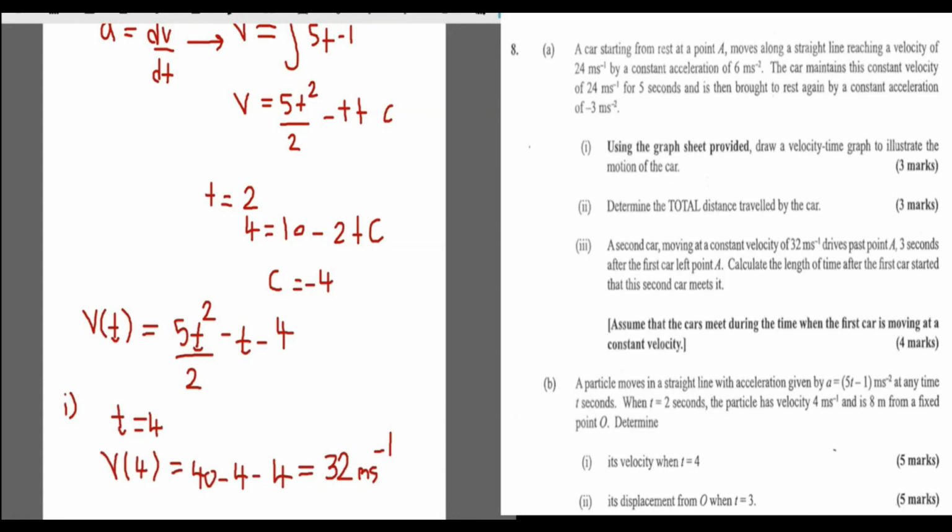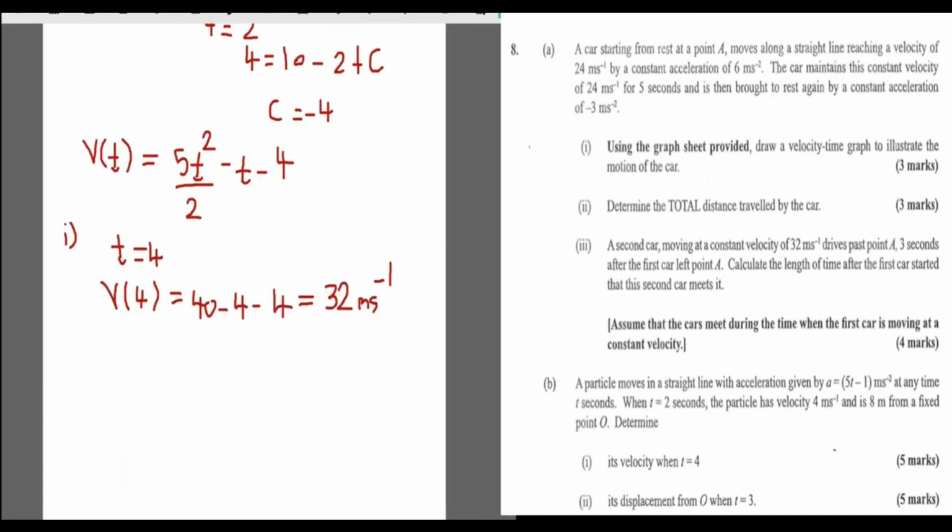What is the next part of the question? It says find the displacement from O when t is 3. Displacement is the integral of the velocity. So we're going to integrate from 0 to 3 the formula for velocity: 5t squared over 2 minus t minus 4, and that will give us the distance.